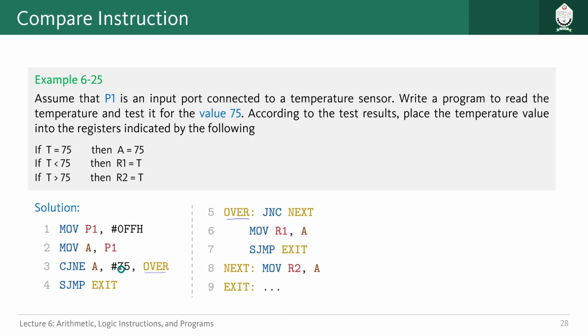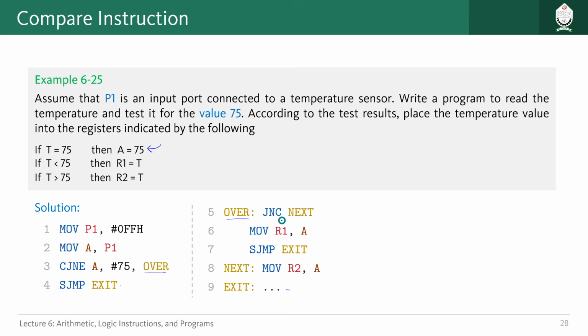And if they are actually equal, we can go to the next line, skipping this label. So that will be short jump exit. If they are actually equal, what happens? Register A already has the 75 value, which was the task we have if temperature is equal to 75. So we don't have to do anything. We can directly short jump to exit. If they are not equal, then we have to go to over to fulfill the other conditions we have, right?